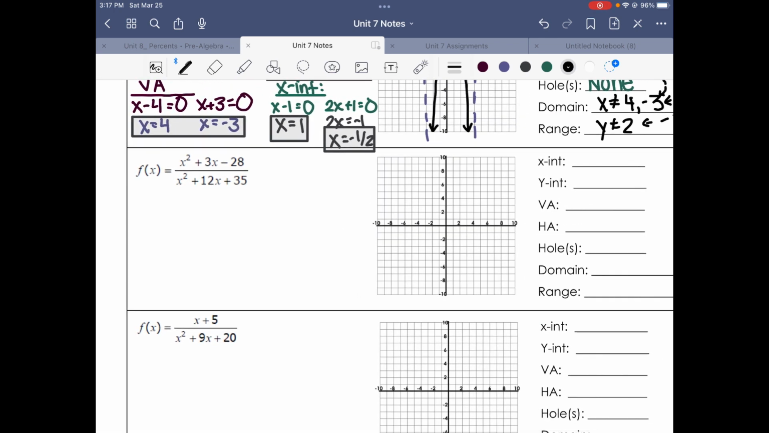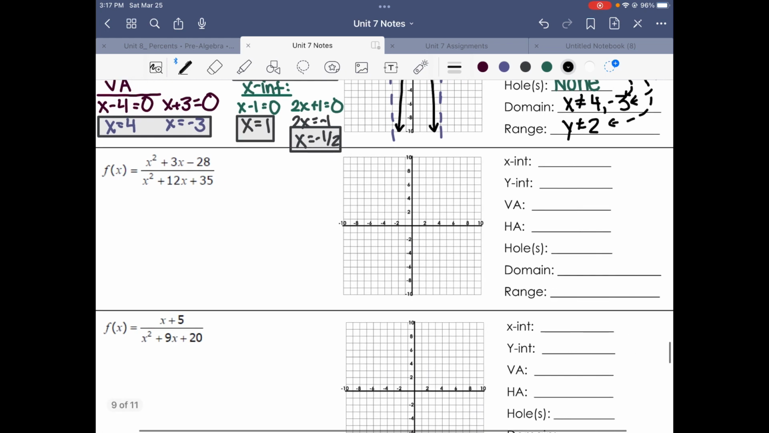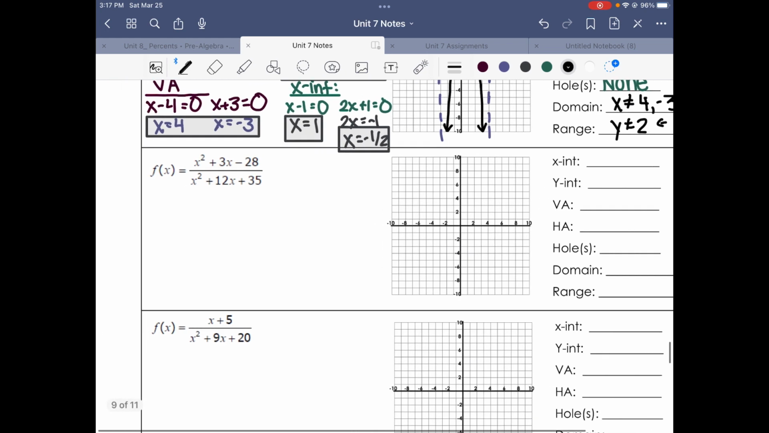Okay, the next one's a lot easier because they are both trinomials with no number in front or with a 1 in front. So the 2 numbers that multiply to -28 and add to 3 are 7 and -4. So our factors are x plus 7, x minus 4. And on the denominator, we need 2 numbers that multiply to 35 and add to 12. So our factors are going to be x plus 7 and x plus 5. 7 times 5 is 35. 7 plus 5 is 12.